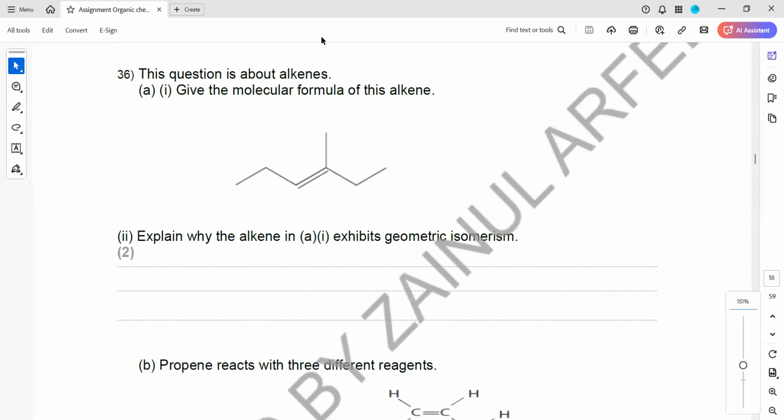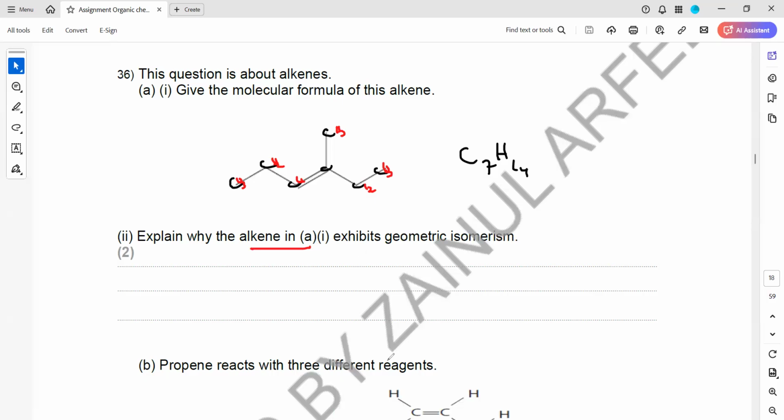This question is about alkenes. Give the molecular formula of this alkene. So 1, 2, 3, 4, 5, 6, 7 carbon atoms are there. And it's an alkene, so the number of hydrogens should be twice that, which will be 14. You can also count: this will have 3 hydrogens, this will have 2 hydrogens, this will have 1 hydrogen, this will have 1, 2, 3, 4 are already there. This will have 3 hydrogens, this will have 3 hydrogens, and this will have 2 hydrogens. So when you count them, you will also get 14.